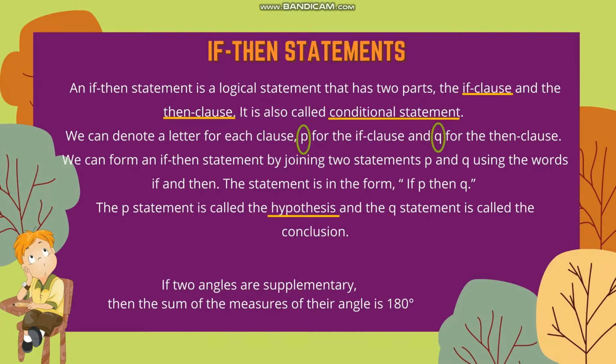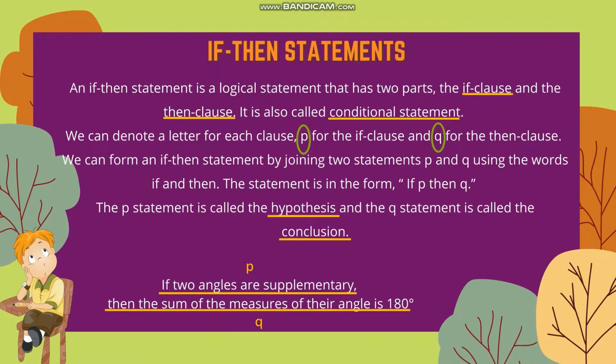The P statement is called the hypothesis, and the Q statement is called the conclusion. Okay, so dito sa example natin, yung if two angles are supplementary, yan yung P natin, or our hypothesis. And yung then, the sum of the measures of their angle is 180 degrees. Yan naman yung Q natin. Okay? Or our conclusion. Okay?